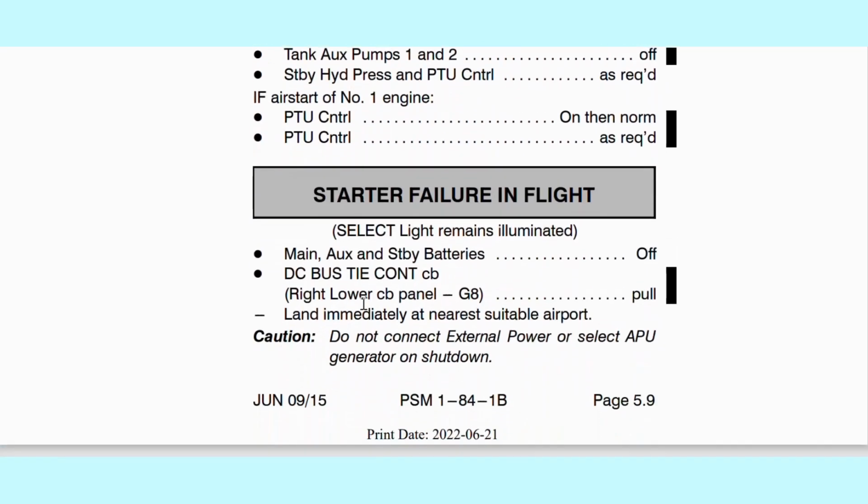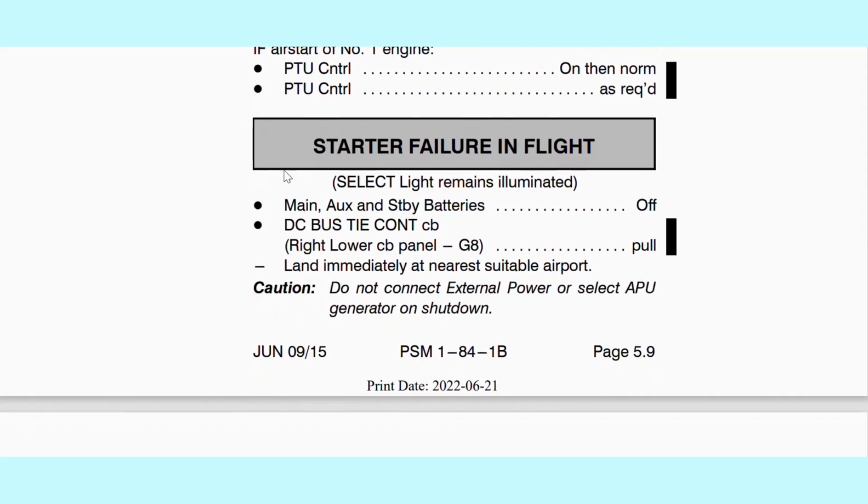Start a failure in flight. Again, the select light may remain illuminated. Let's say you are doing an air start, so you definitely have to execute these items here. And then it says land immediately at nearest suitable airport. So it means that you've got to go to your en route alternate, or the one which is closer. If your destination is closer, good and well, go and land at your destination.